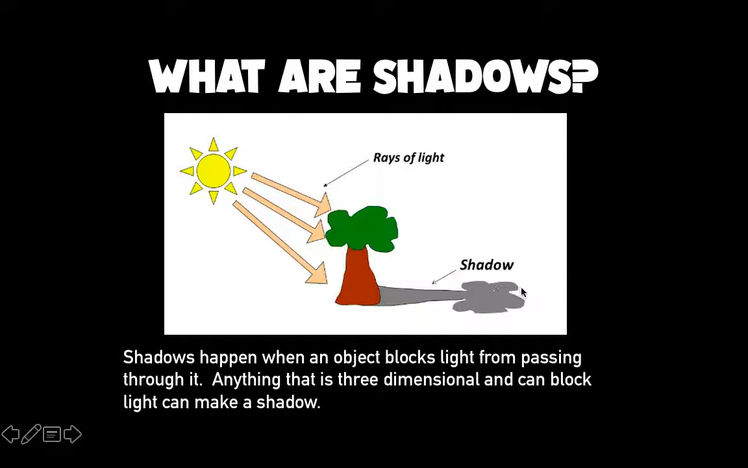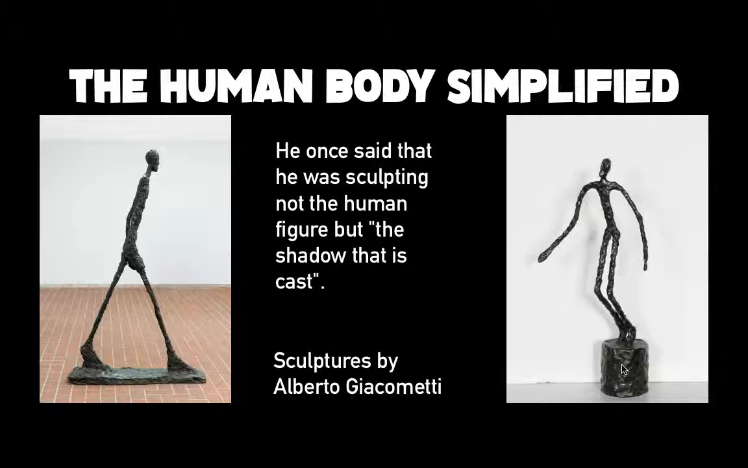So you may say, well, what are some other types of three-dimensional objects that can create shadows? Well, you, for one, are a perfect example. Other things can be buildings, houses, cars, animals. Those are also other objects that can create shadows.